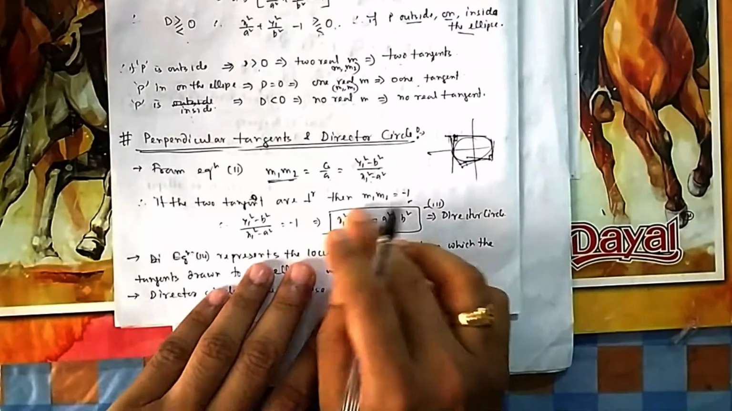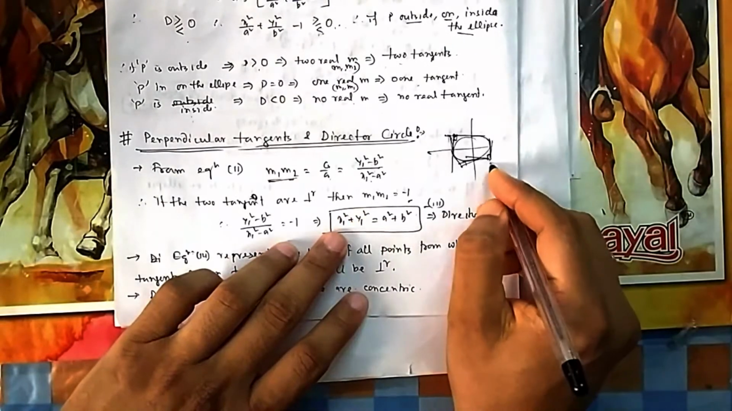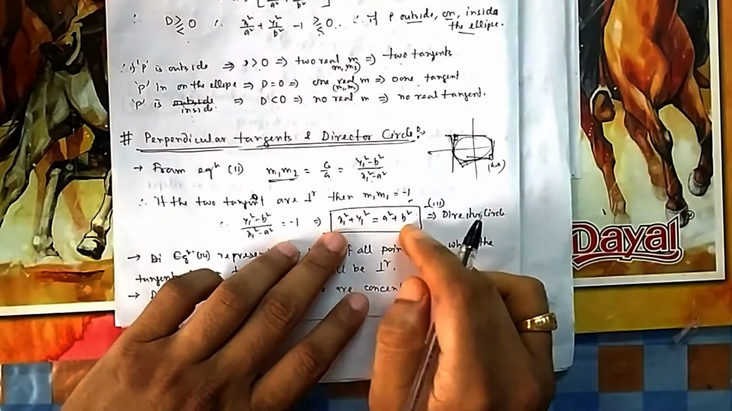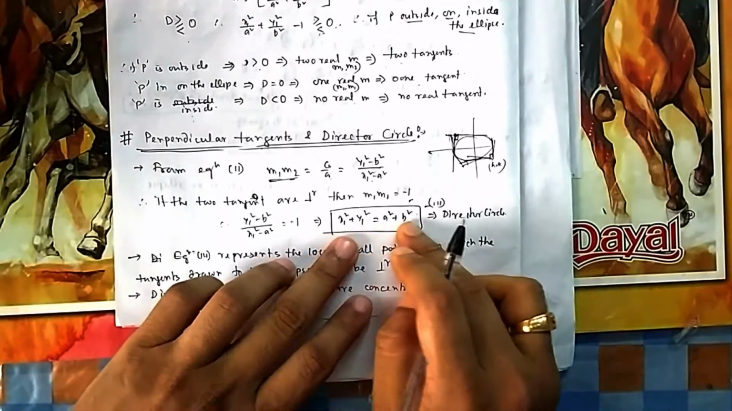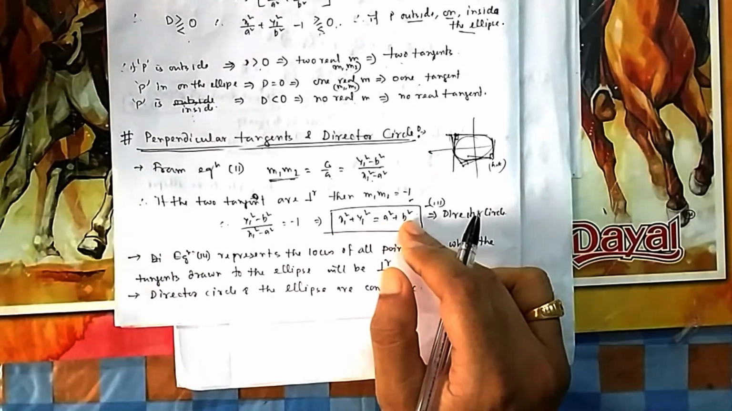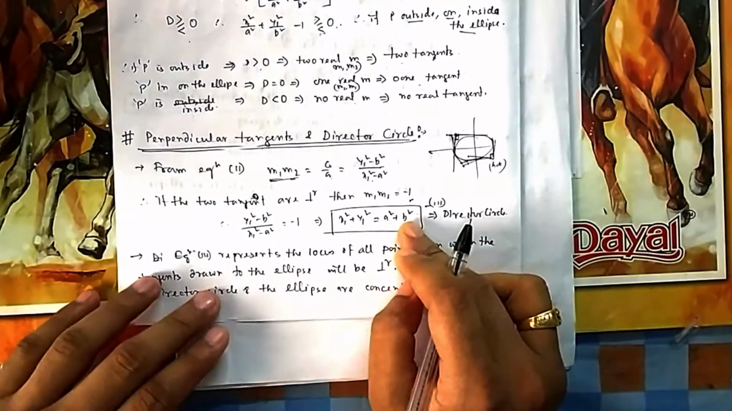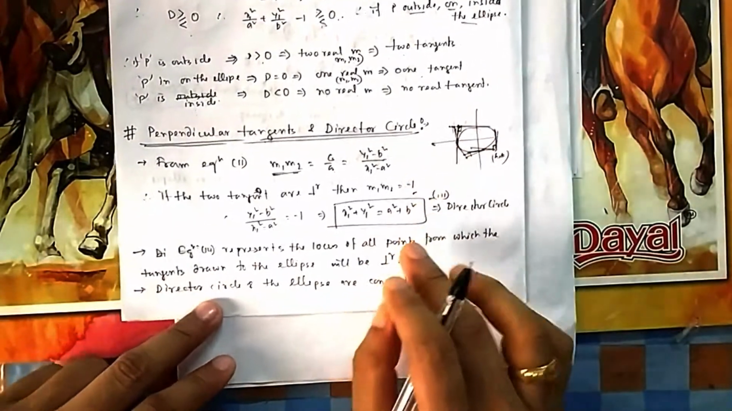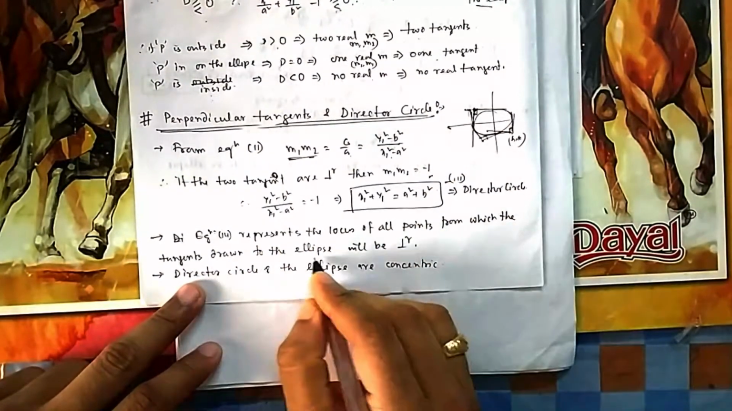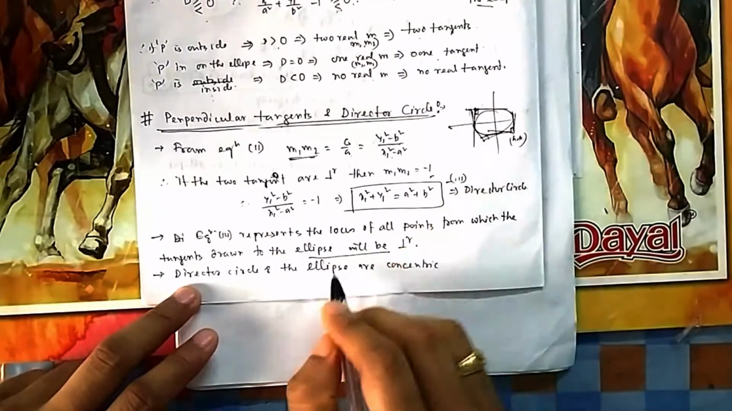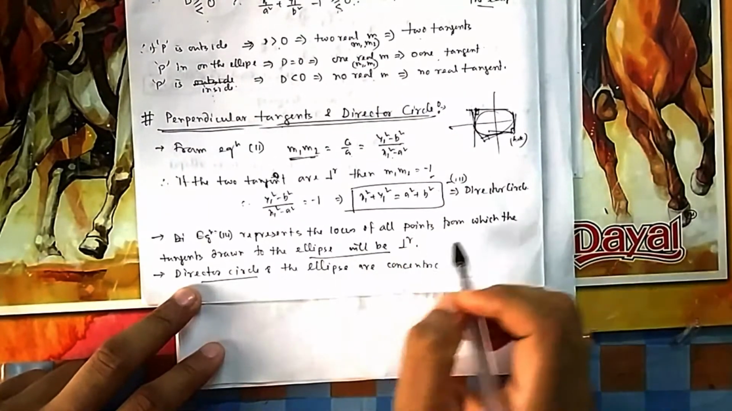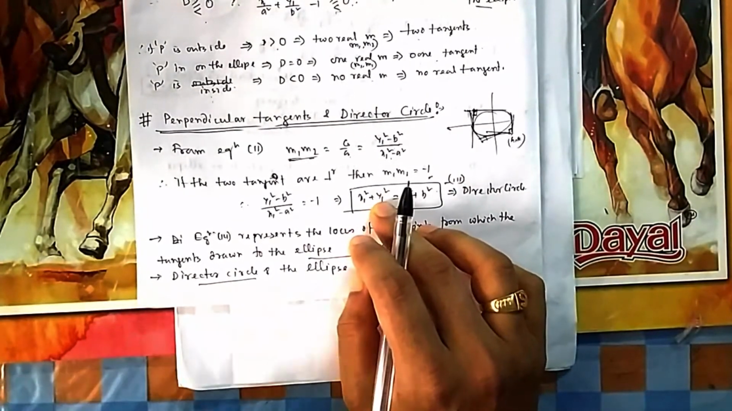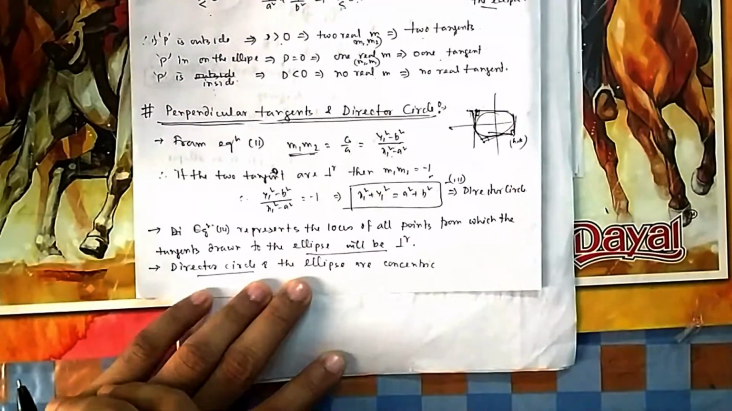So you can think of this equation represents, if I take this point as h k, so h k should satisfy this. So that means h square plus k square equal to this. That means the locus, okay, this is a circle. Locus of all points from which you can draw the perpendicular tangents to the ellipse. And that locus we always know, that is known as diameter circle. So this is the equation of the diameter circle in case of an ellipse.